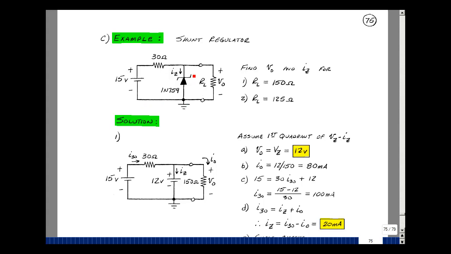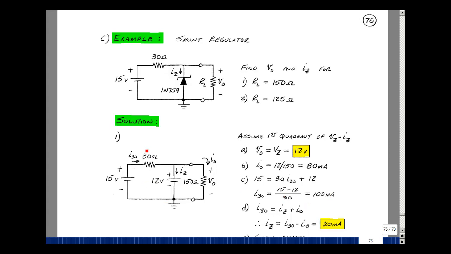We're going to guess that we're operating in that Zener region where it looks like 12 volts. The voltage across the load is 12 volts, the Zener voltage. And the current that's in here is just simply Ohm's law of 12 volts divided by 150 ohms, or 80 milliamps. Let's solve for the current in this resistor. The rise in voltage is 15. The drop is I30 times 30 plus 12. We could solve for the current in this resistor, where it's the difference of two node voltages, 15 minus 12, divided by 30 ohms. That's 100 milliamps.